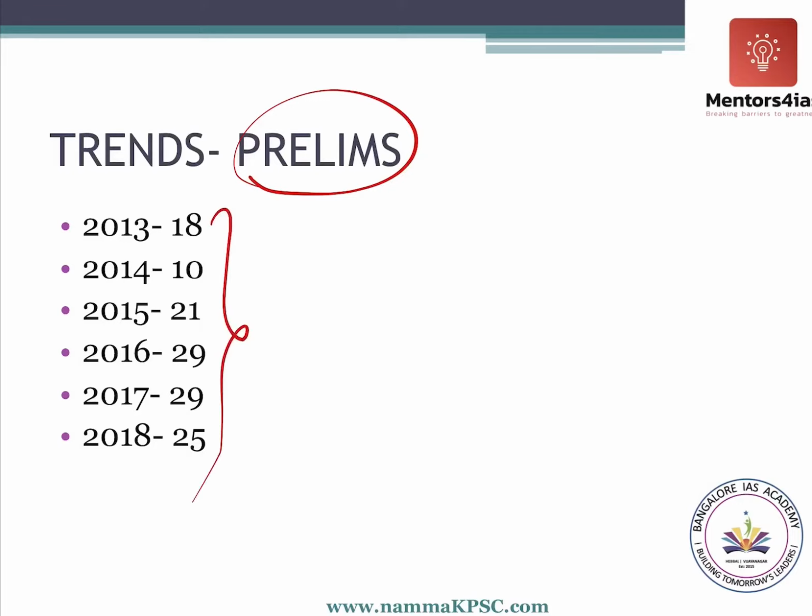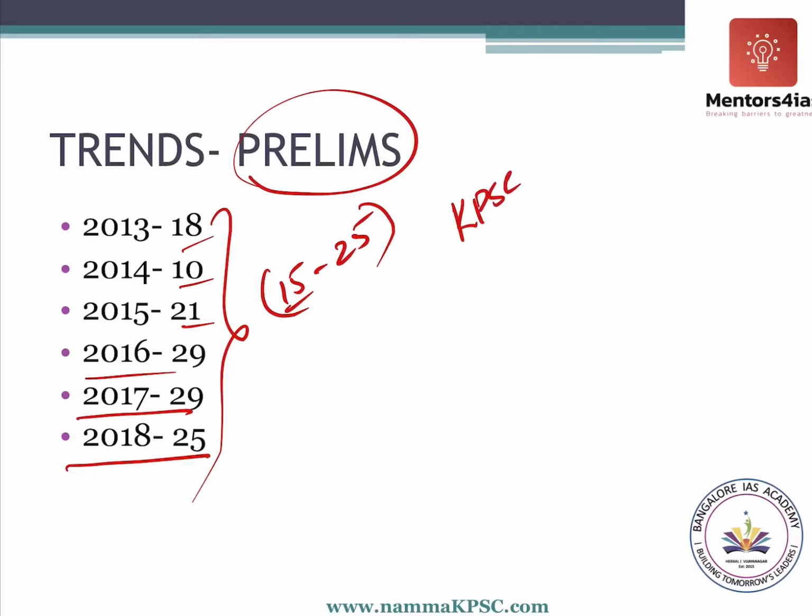If you see the previous years' UPSC examinations, you will see that around 15 to 25 questions are asked from Indian economy every year in prelims. In 2018, there were 25 questions, then 17, 29, 16, 29, 21, 10, 18. So on an average, you can expect around 15 to 25 questions on Indian economy in your prelims. This goes even for KPSC as well as other public service commissions.